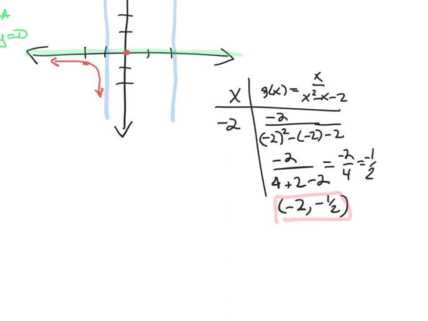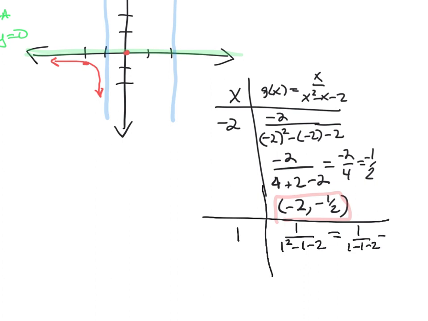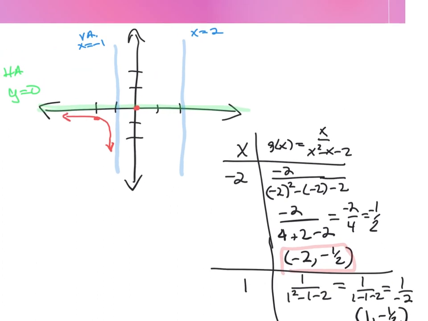So over here on my table, 1 over (1)² minus 1 minus 2, which is 1 minus 1 minus 2, and this one also gives me -1/2 when I plug it in. So that ordered pair is going to be 1, -1/2. So I can come over here.